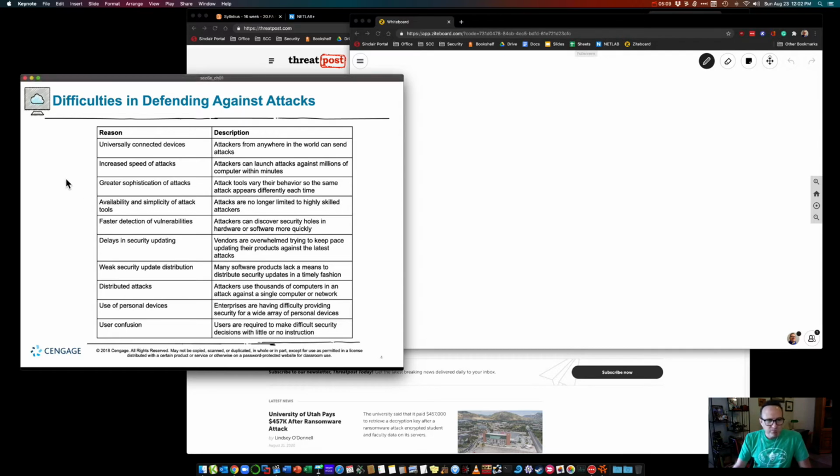in a malicious way. In any case, reasons why connected devices are vulnerable: delays in updating. This is definitely a big one. Delays in updating is huge, and we've seen that with Equifax. With their stack, a middleware stack, it was not updated correctly. Also weak security update distributions, distributed attacks, and so on. Personal devices is a big one, and user confusion. If you make something hard to secure, it's not going to be secure. So complexity and security definitely go hand in hand.